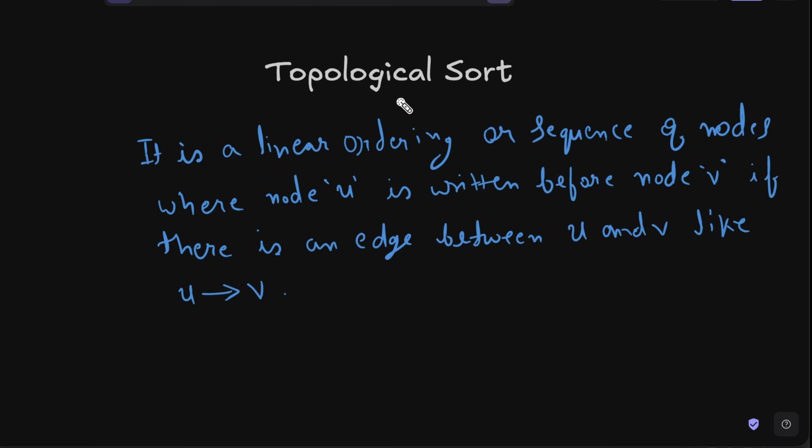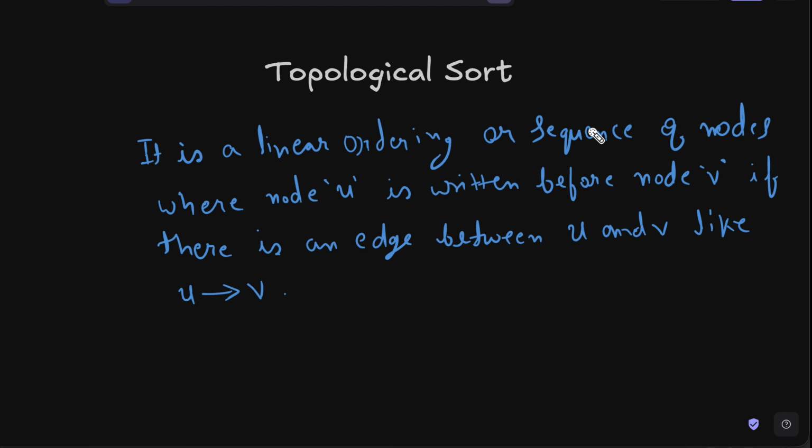Hello everyone, today we are going to learn topological sort because it is one of the most important topics in DFS interview questions. So what is a topological sort? Well, it is a linear ordering, or you can also call it a sequence of nodes, and in this ordering the node u will be written before the node v if there is an edge between u and v like this.